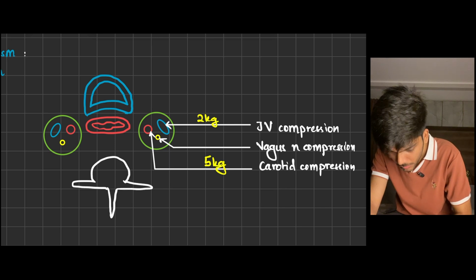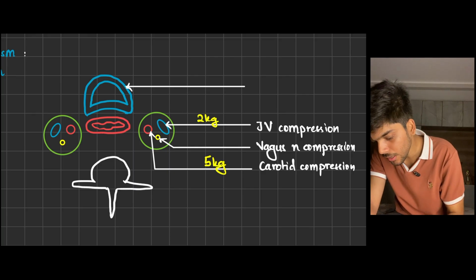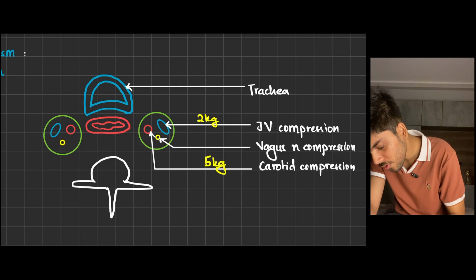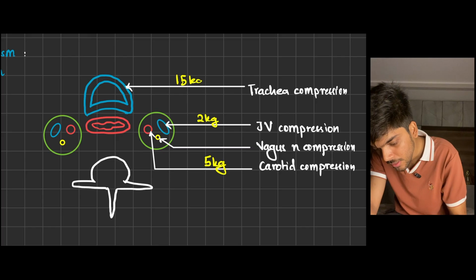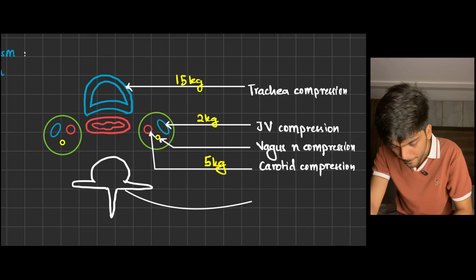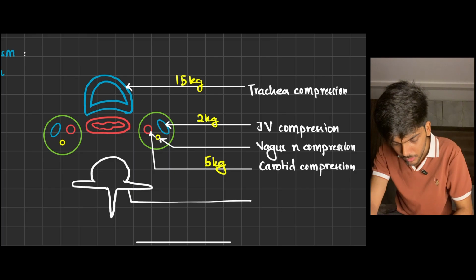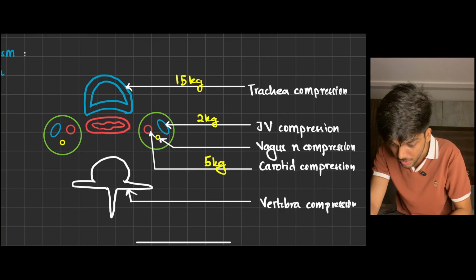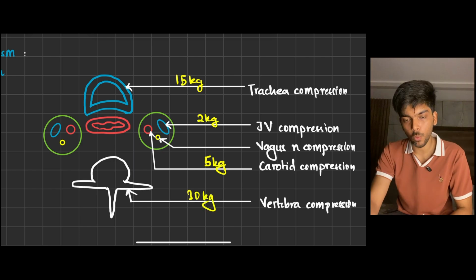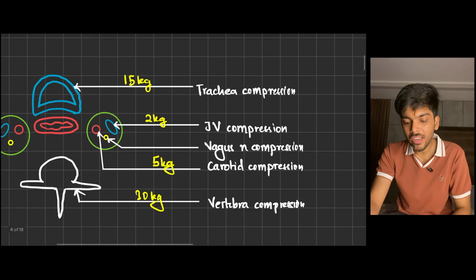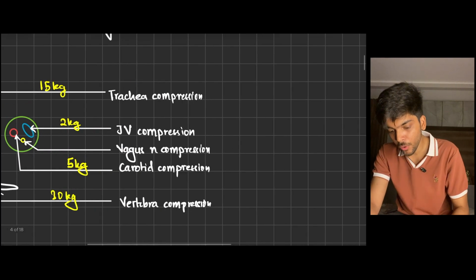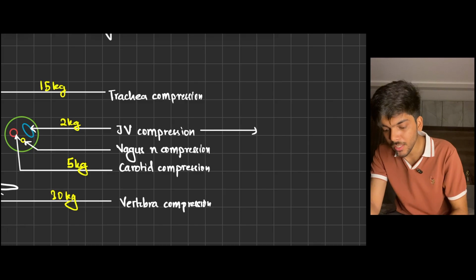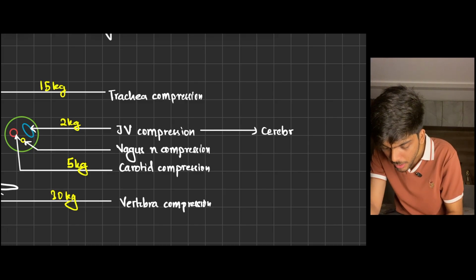Then here is your trachea. The tracheal compression requires more force, around 15 kg. And finally, there's your cervical vertebra. Vertebral compression requires a lot more pressure, around 30 kg of force. Now, the compression of each one of them leads to death by a different mechanism. For example, if the jugular vein is compressed, this is going to lead to cerebral congestion.